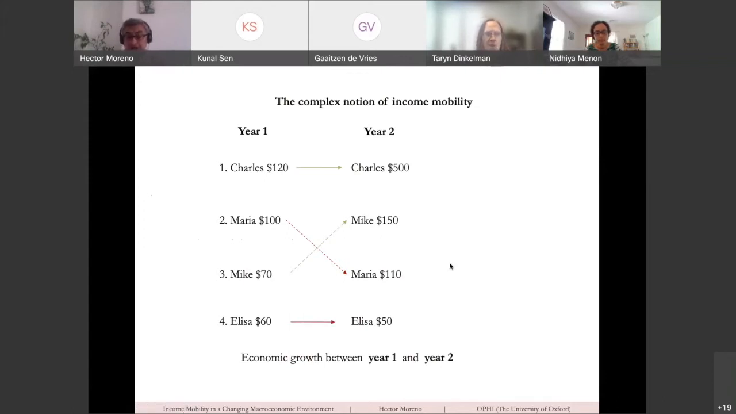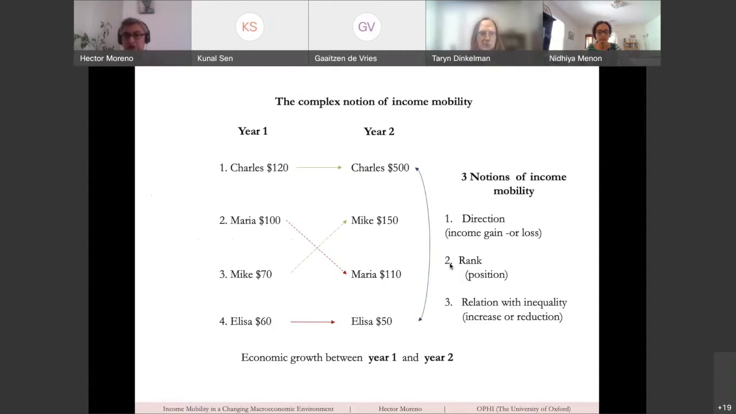So that in the end, after this transformation of incomes, the inequality that we observe in the first year is smaller than the one that we observe after these transformations. So these are the 3 notions of income mobility that I'm going to refer to. So it's directional mobility, the changes in position, and the effect of mobility on inequality. All these characterizations are based on the work of Jantti and Jenkins and Fields 2019.